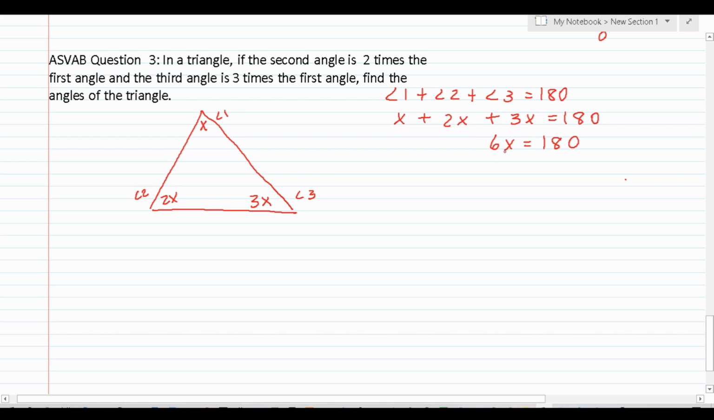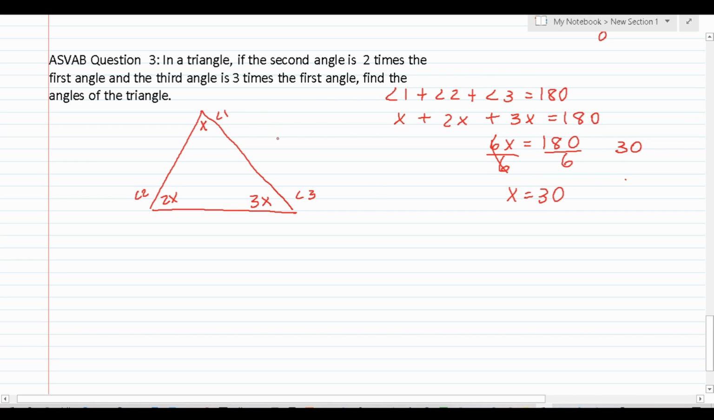Now we're solving just for x, so we want to divide both sides by 6. And this leaves us with 180 divided by 6. You should be able to do this one in your head, given that 18 divided by 6 is 3, and we just tack on another 0. So this one's going to be x equals 30.